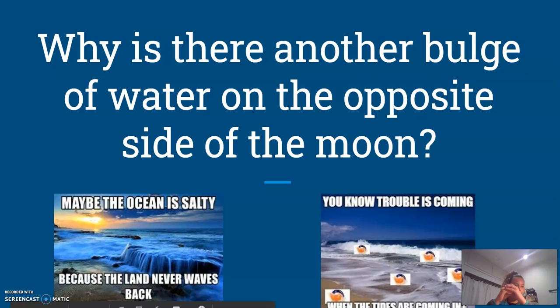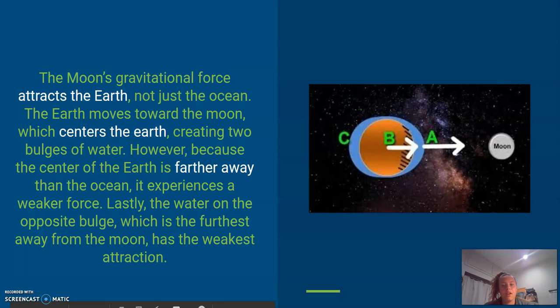So here's the Earth, there's a bulge of water here and a bulge of water here. Why are there two when there's only the moon on one side? Well, the moon's gravitational force attracts the Earth, not just the ocean. So the Earth also moves towards the moon and centers it, creating two bulges of water. However, because the center of the Earth is farther away than the ocean, it experiences a weaker force.